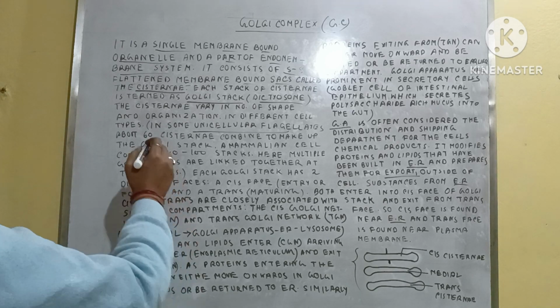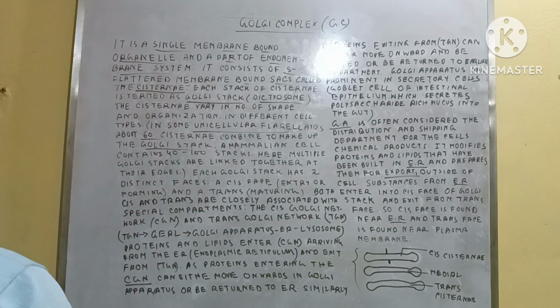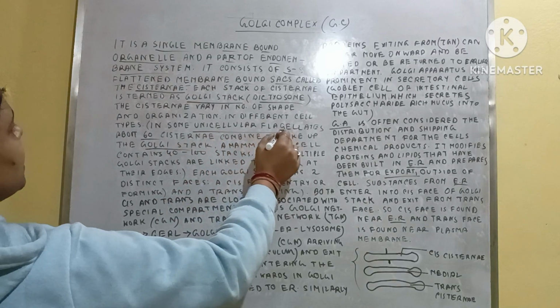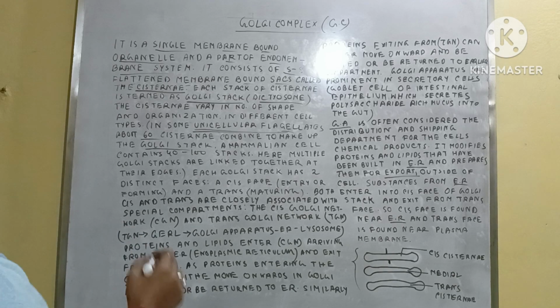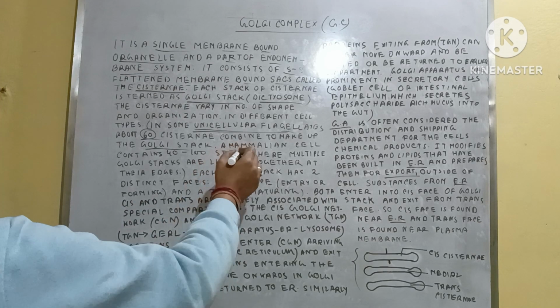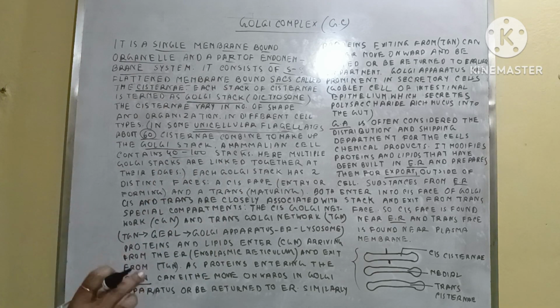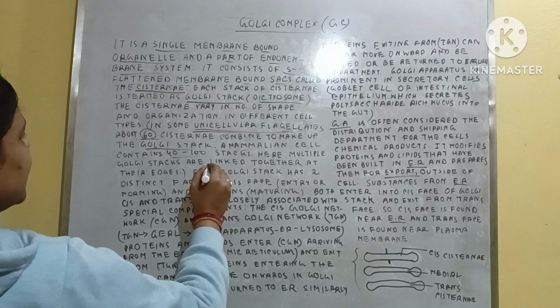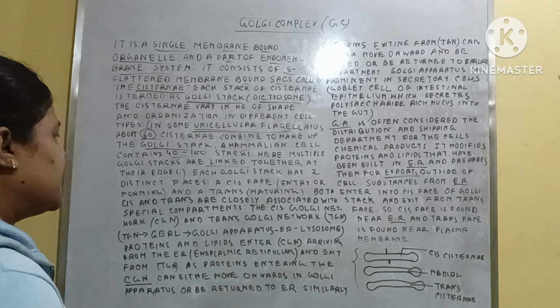About 60 cisternae combine to make up the Golgi stack in some unicellular flagellates, or you can say unicellular organisms. So there are 60 cisternae attached to each other to form the Golgi complex. In a mammalian cell, 40 to 100 stacks are present. Each Golgi complex contains 40 to 100 stacks, where the multiple Golgi stacks are linked together. This is seen in the mammalian cell.